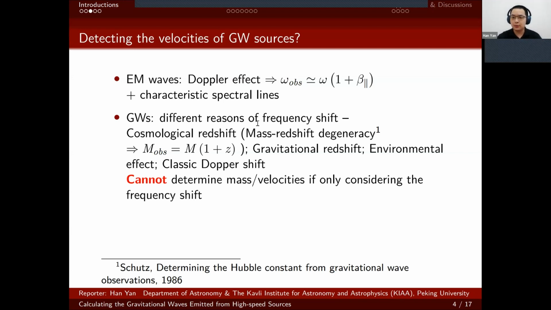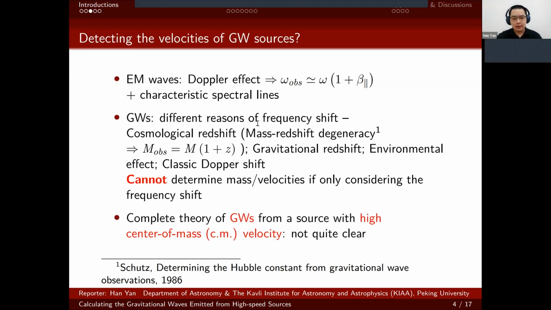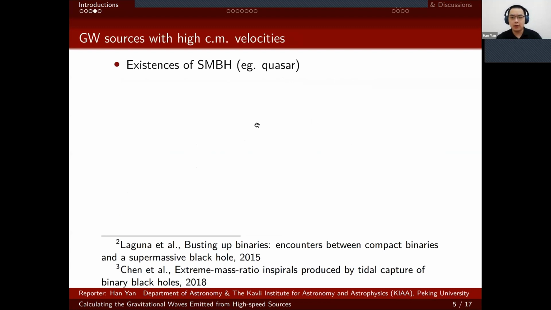This result has several effects. On the one hand, many people turn to consider the acceleration effect from long-term frequency shift observation, like in LISA. On the other hand, it also gives us a chance to reconsider the complete theory of calculating the GW from a high-speed source, because such a complete theory is actually not quite clear, especially when we also take the center of mass acceleration into consideration. Another motivation of this work is the possible existence of high-speed GW sources, such as supermassive black holes, in the universe.